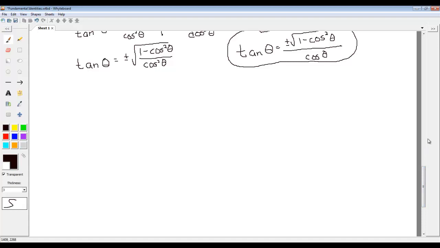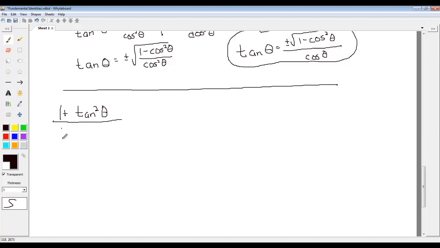Let's see. Let's do one more like that. Let's take 1 plus tangent squared theta over 1 minus secant squared theta. And let's write that in terms of sine and cosine. So first, write in terms of sine and cosine. And then there's another piece to the directions we'll get to in a little bit. In terms of sine theta and cosine theta.